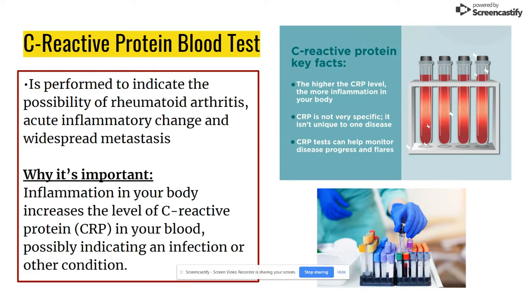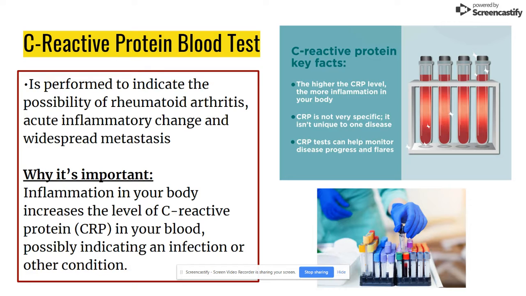But there's a downside. CRP is not specific. You could have increased CRP levels with cancer. You can have increased CRP levels with coronary heart disease. Pretty much if you have an infection, you're going to have increased CRP as well. Any type of misalignment in your body, you're going to have increased CRP levels. So CRP is very good at saying, okay, yeah, there's inflammation.